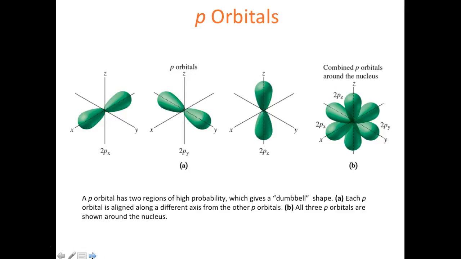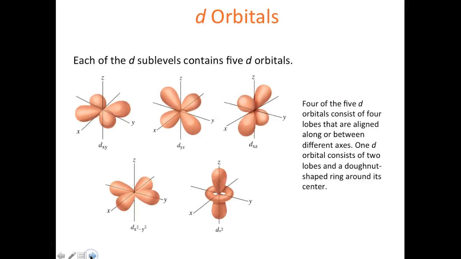So here you have the p orbitals, px, py, and pz, and there are 2 electrons per orbital. And then the d orbitals are double lobed, and it becomes even more complex.